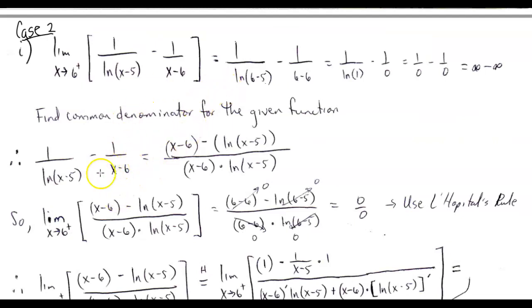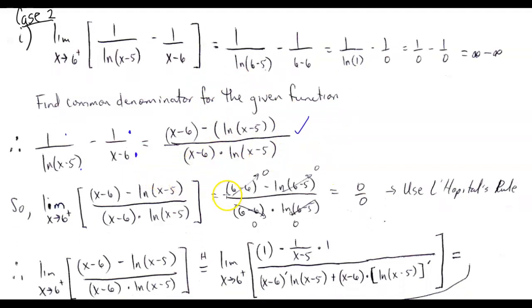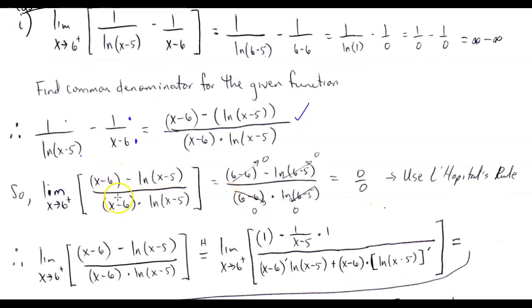So finding a common denominator amongst these, of course, we'll just multiply numerator and denominator here by x minus 6, multiply numerator and denominator here by natural log of x minus 5. And so this is what we end up with when we do that. Of course, once we do that, plug in 6 again, we see that we now have one of the two indeterminate forms that we want to apply L'Hopital's rule.